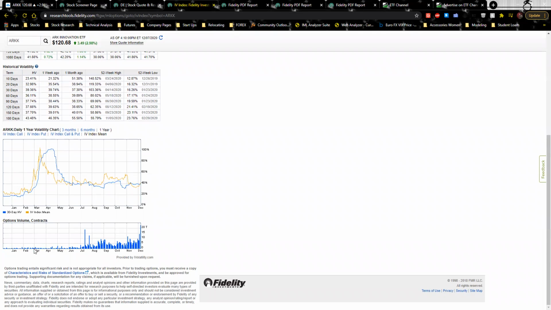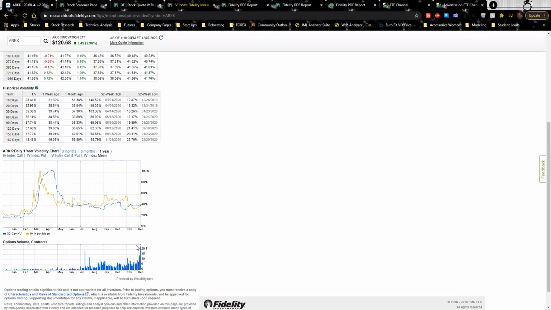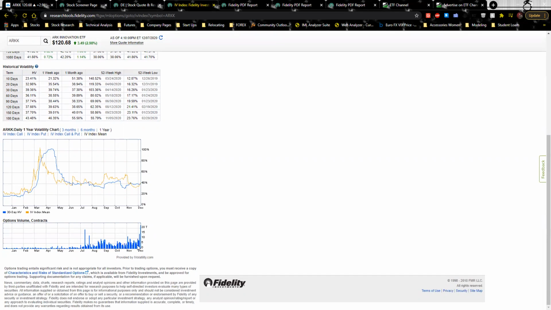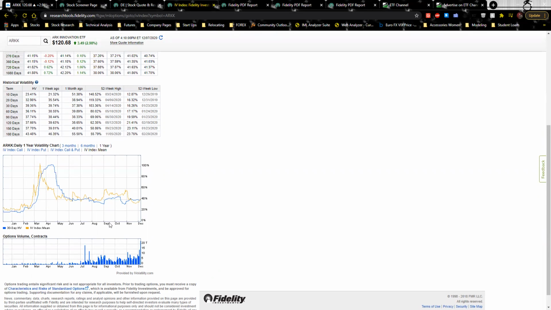This also shows the options volume contract. So people have been buying a lot of options around this time. Wow, that's a lot of contracts being purchased. I think I have an idea who these people are. Started in July. I think I know who these people are.